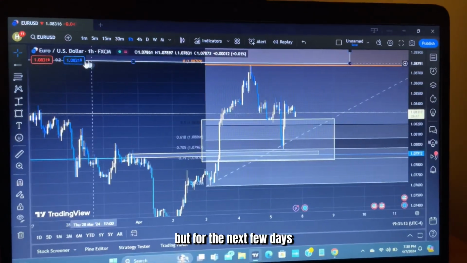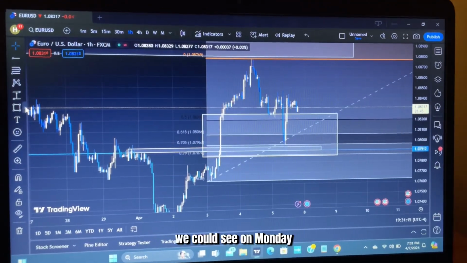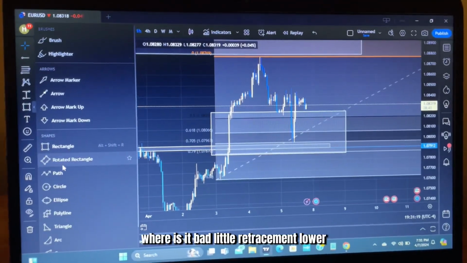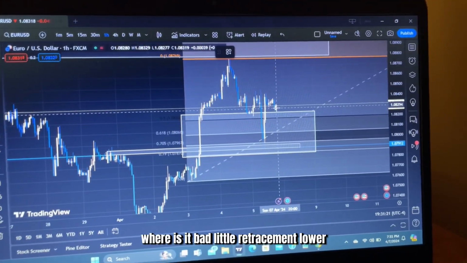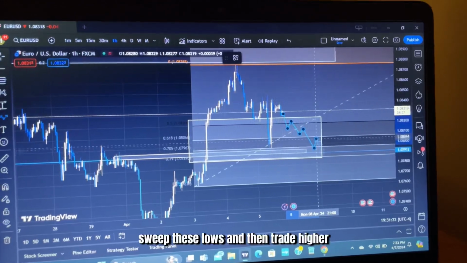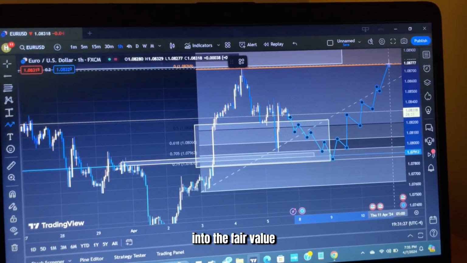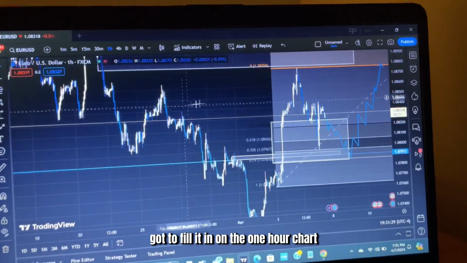But for the next few days, we could see on Monday maybe a little retracement lower, a little retracement lower to sweep these lows, and then trade higher into that fair value gap to fill it in on the 1 hour chart.